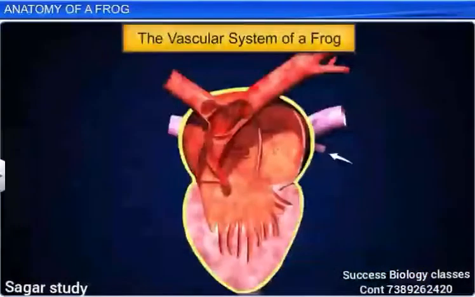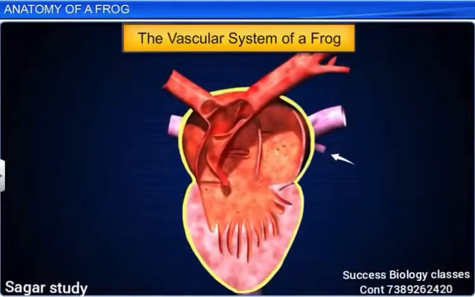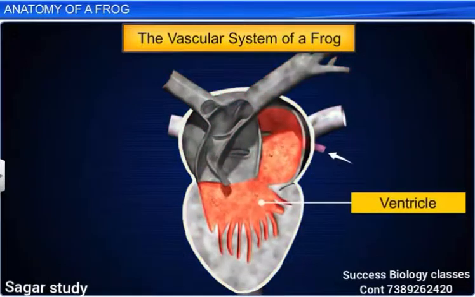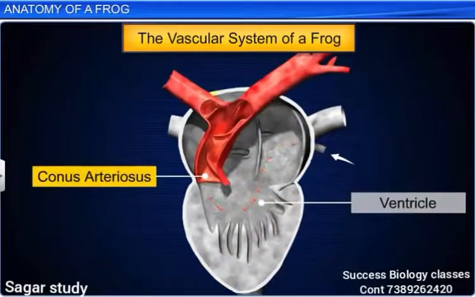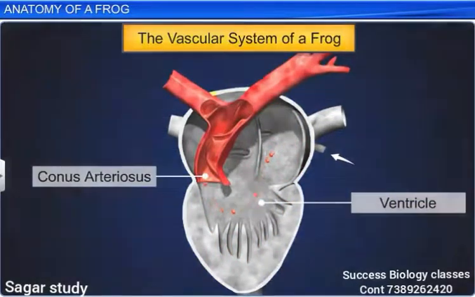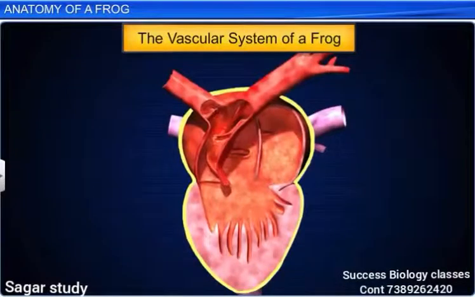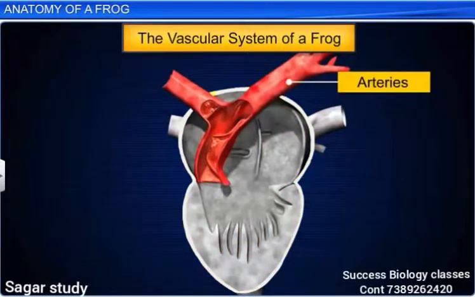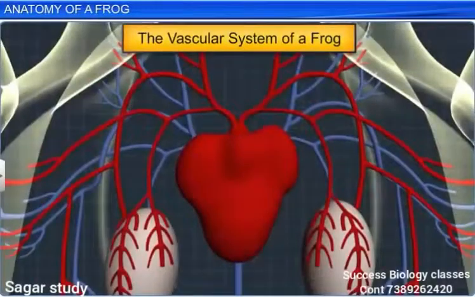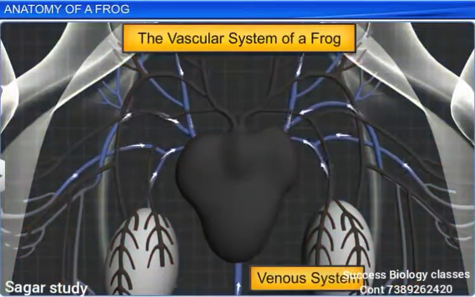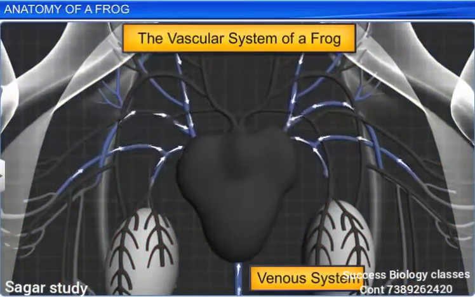The oxygenated blood is then pumped into the ventricle, which opens into a sac-like structure called the conus arteriosus, after which it is distributed to different parts of the body by arteries of the arterial system. Deoxygenated blood from the different parts of the body is collected by veins or the venous system and is pumped into the heart.